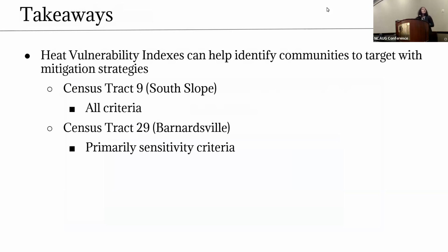So some takeaways. Heat vulnerability indexing can help us identify communities to target with mitigation strategies, and even help us identify which mitigation strategies we need to use. Two of the primary locations that I mentioned throughout this presentation were Census Tract 9, which was your South Slope area. The census tract met all criteria and would be a good place to mitigate with tree planting. In contrast, Census Tract 29, which included Barnardsville, met primarily the sensitivity criteria. Because of that, and because it had lower temperatures and higher instances of vegetation, using tree planting as a mitigation strategy here wouldn't be as effective.